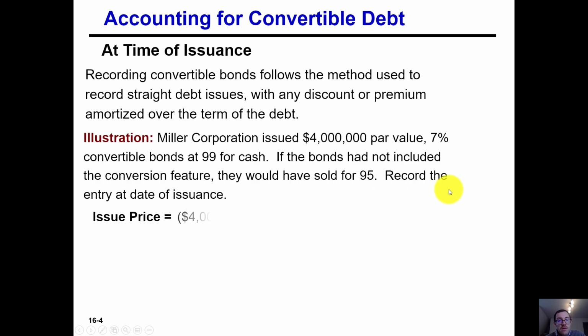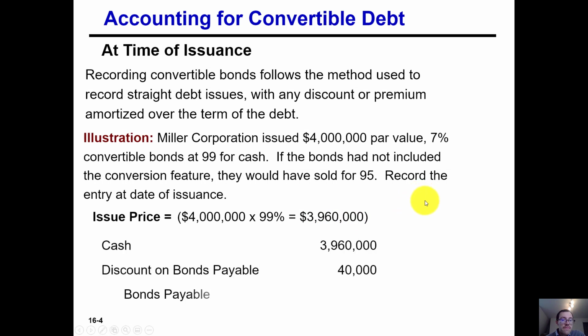So the way we do it, look, this is the amount of money we get issuing at 99. So obviously it's issued at a discount. And here is the journal entry there. So it's the same way as if it was not convertible.